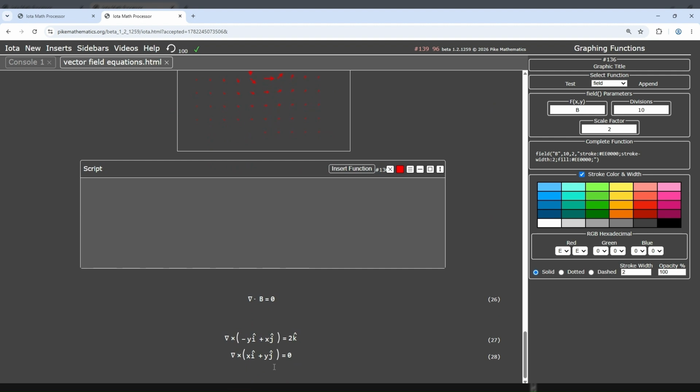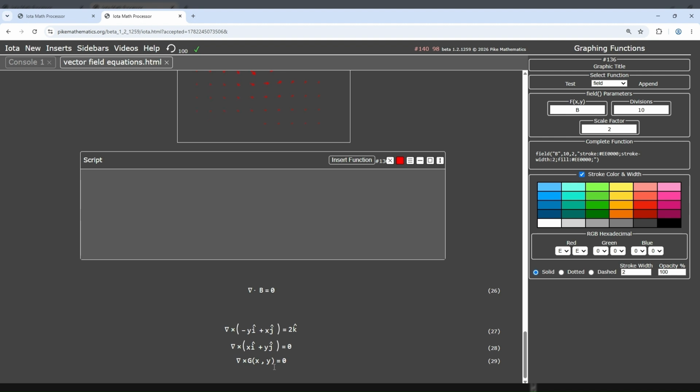One thing that's cool about curls is that the curl of a gradient is always 0. You can see that here. If we took the curl of that gravitational field, let's see what we get. It's 0. Because remember, that gravitational field was actually a gradient itself. It was the gradient of the potential. So the curl of a gradient is always 0.